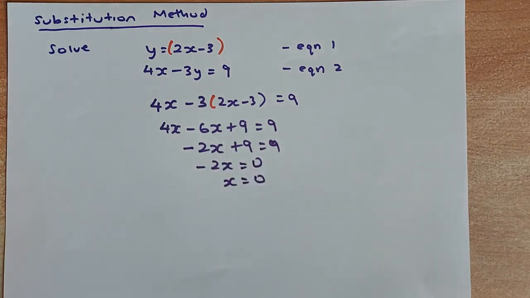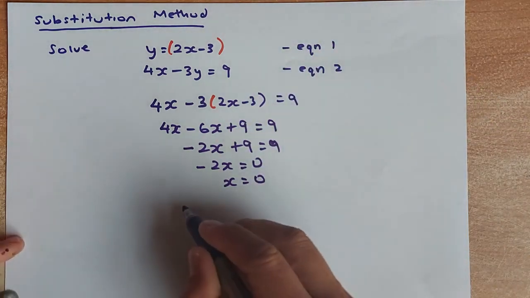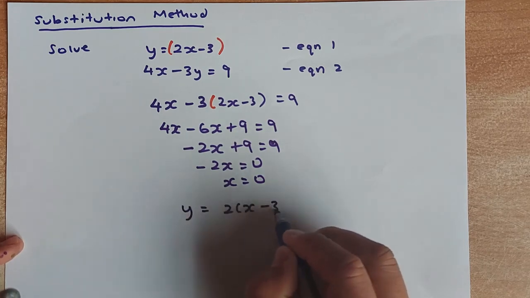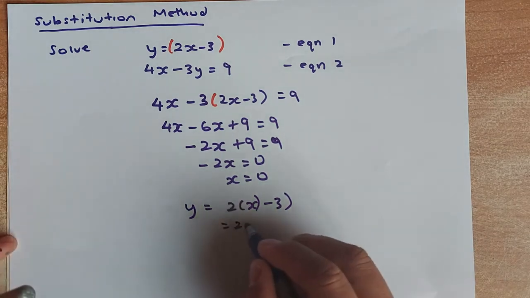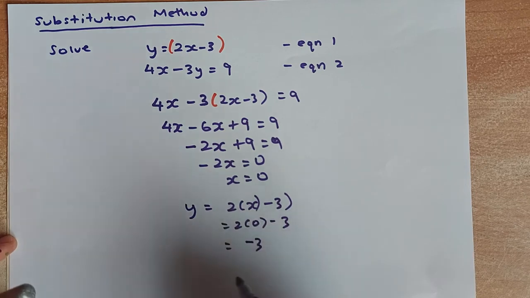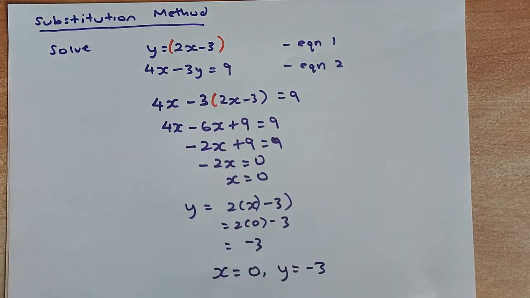Once you have done your x, again you have to find your y. To find your y, you need to substitute into equation 1 or 2. I think equation 1 looks easier. y is 2x minus 3. And now you're going to substitute your x is 0. So 2 times 0 minus 3. And the answer is going to be minus 3. And your overall answer, x is 0, y is negative 3. That is how you do the substitution method.